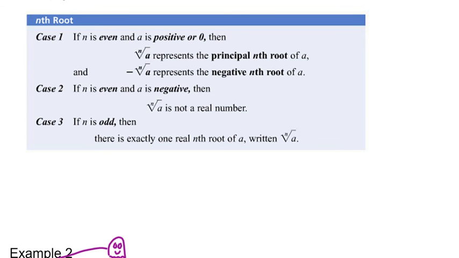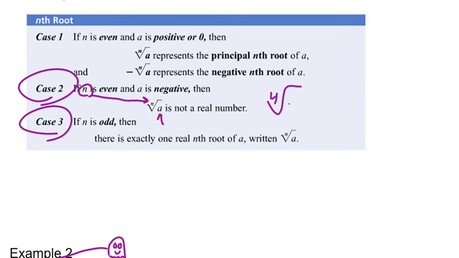And I want you to look at these two cases real quick right here, okay? This isn't all that much important with the principal root. This is what I want to show you. If this is our problem, the nth root of a, check this out. If n is even, and a, this a right here, is negative, then the nth root of a is not a real number. For example, the one that we just did right now. Remember the one that was the fourth root of negative 16.